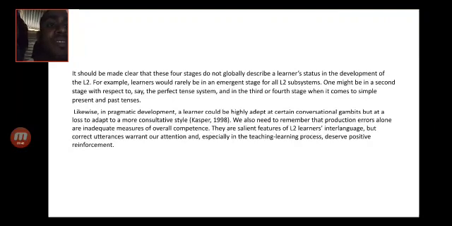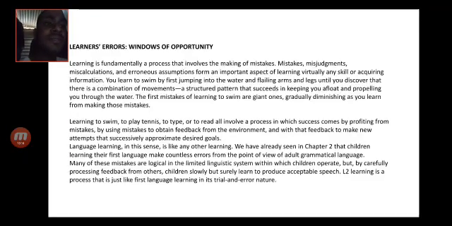We also need to remember that production errors alone are not an accurate measure of competence. They are salient features of L2 learners' interlanguage, but correct utterances warrant our attention, and especially in the teaching and learning process. The third possible reinforcement learners receive offers a rare window of opportunity.